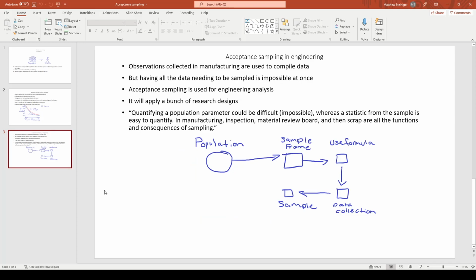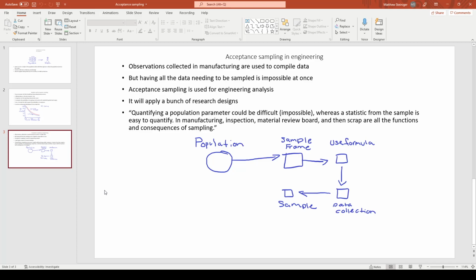Finally, acceptance sampling in engineering: observations are collected in manufacturing, which are then used to compile data. But needing all of the data to be sampled is impossible at one time. It takes a little bit of time. So acceptance sampling is used for engineering analysis. It is also used in manufacturing, in warehouses, and as such to approve and or deny items for sale.